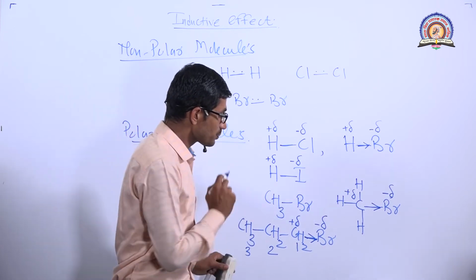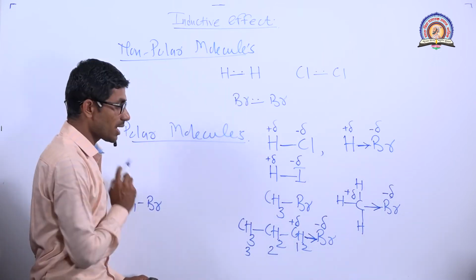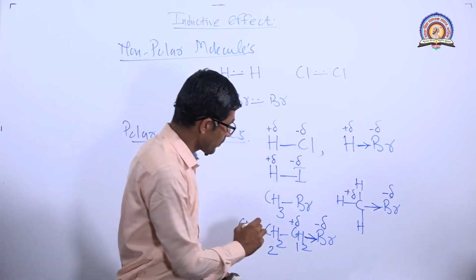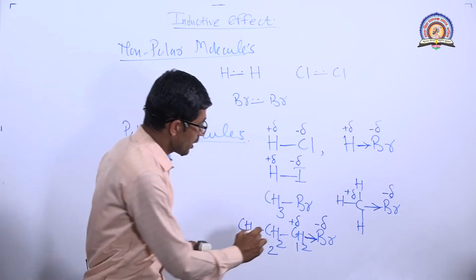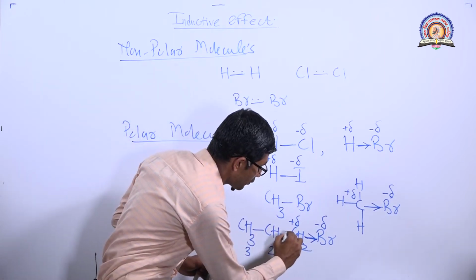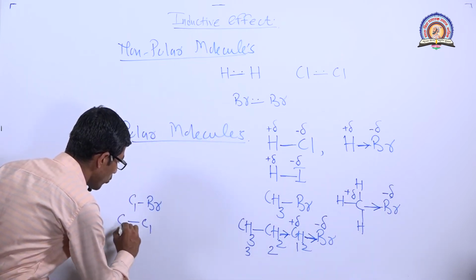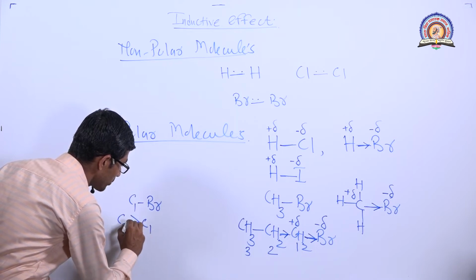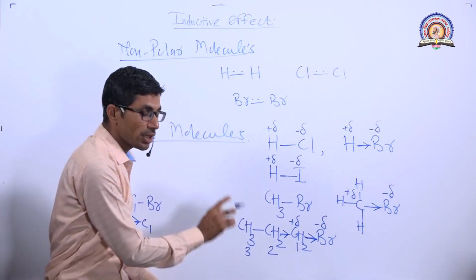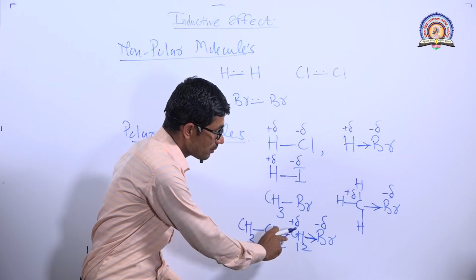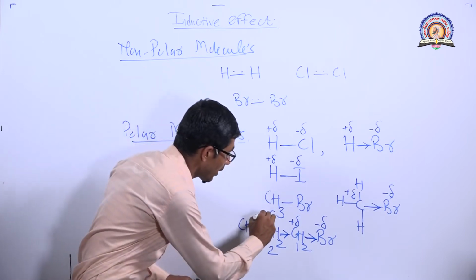Here, because the C1-Br bond is a polar bond, the bond between C1 and C2 also becomes polar. How? Because the electron pair present between the C1 and C2 bond is also not equally shared. Why? Because of bromine. So it is not equally shared, and because of that, this carbon number 2 also acquires the partial positive charge.